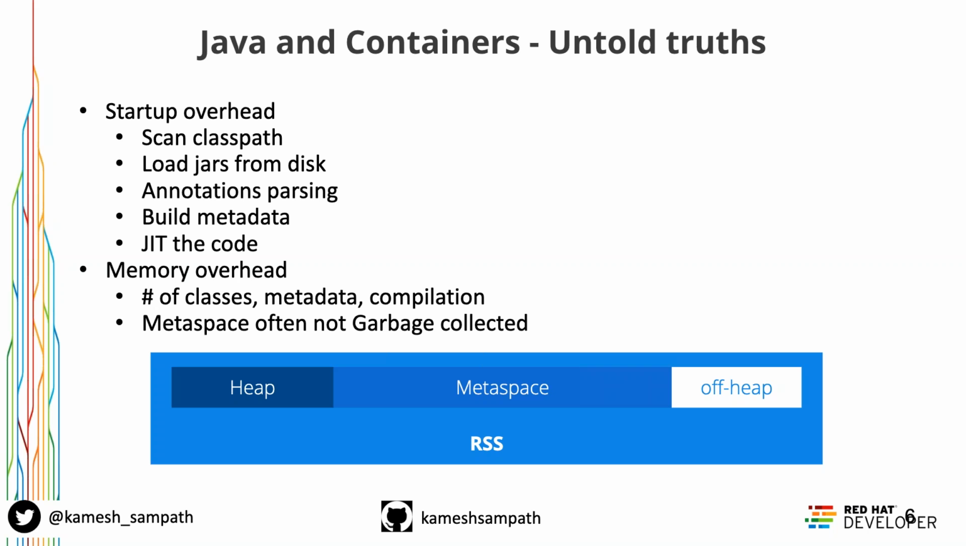Because Java has to scan the class path, load the jars, parse annotations, build the metadata, and also add some JIT, just-in-time compiling. It also has memory overhead with classes, metadata, and compilation. And in most cases, the metaspace is not GC'd many times, right? This is one of the biggest problems, because your heap and memory keep increasing again and again, and your application starts to crash. And RSS, what we call resident set size, is a super critical thing when you deploy applications on cloud native.